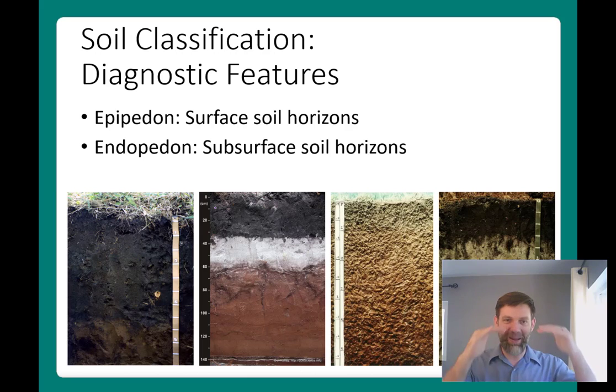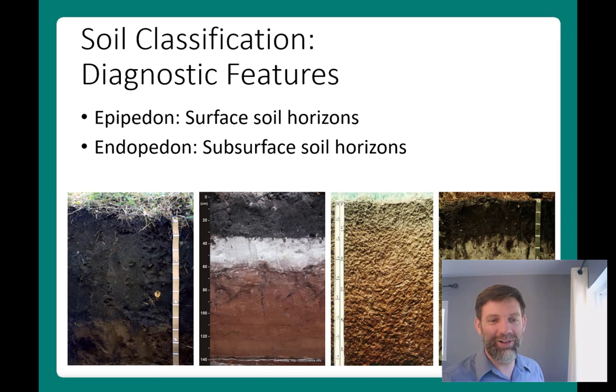And there are basically two versions of these diagnostic features. At the surface, we have the epipedons. Epi, like your epidermis, is your skin. It's of the surface of your body. Epipedons are at the surface of the soil. The endopedons are subsurface. More commonly, they're called diagnostic subsurface horizons, and that's kind of a long name, but endopedons works, and it kind of gives you that contrast between the surface layers and then what's happening down below.